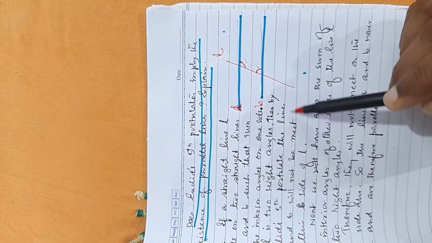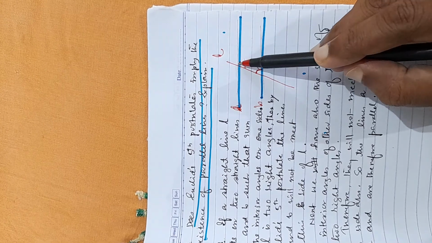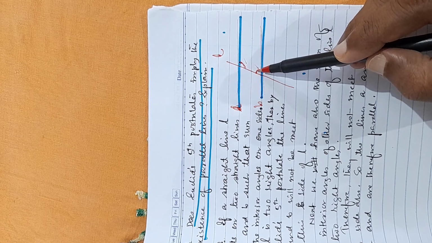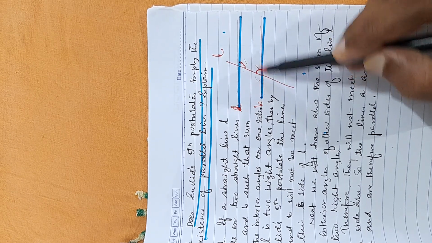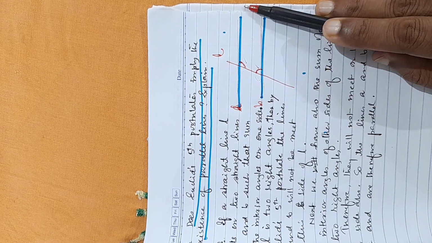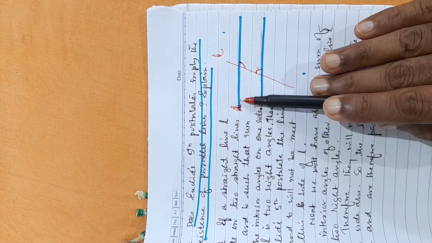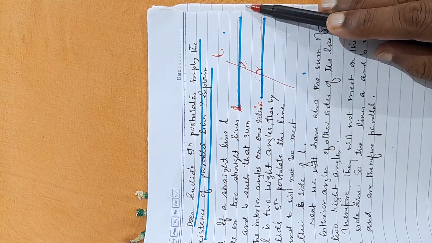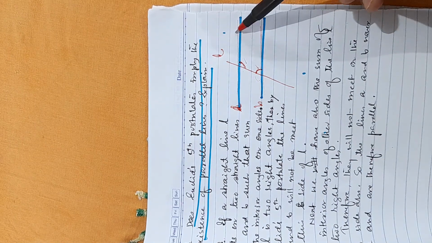Then by Euclid's fifth postulate, the lines A and B will not meet on the side of L. They will not meet here. As this side is two right angles, similarly we will get two right angles here also. So if this side does not meet anywhere, this side also does not meet anywhere. That means the lines A and B will never meet each other. That means A and B are parallel.